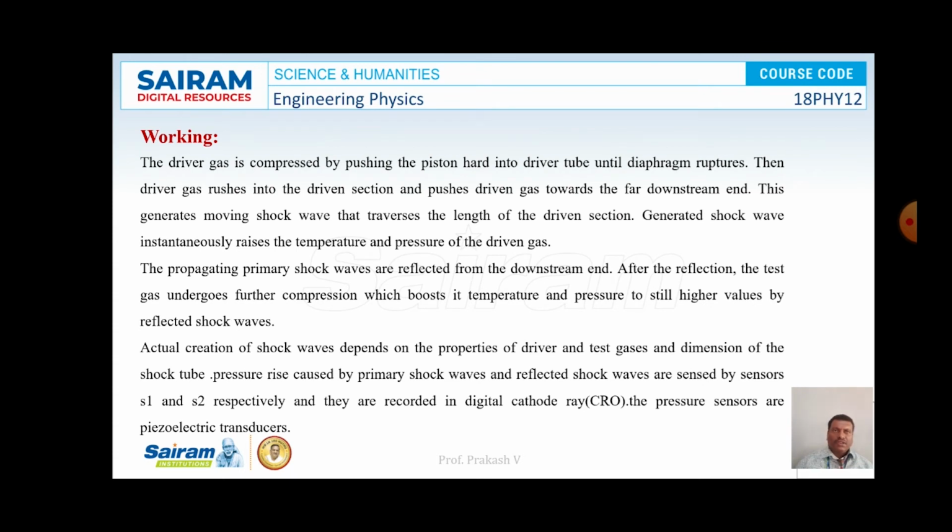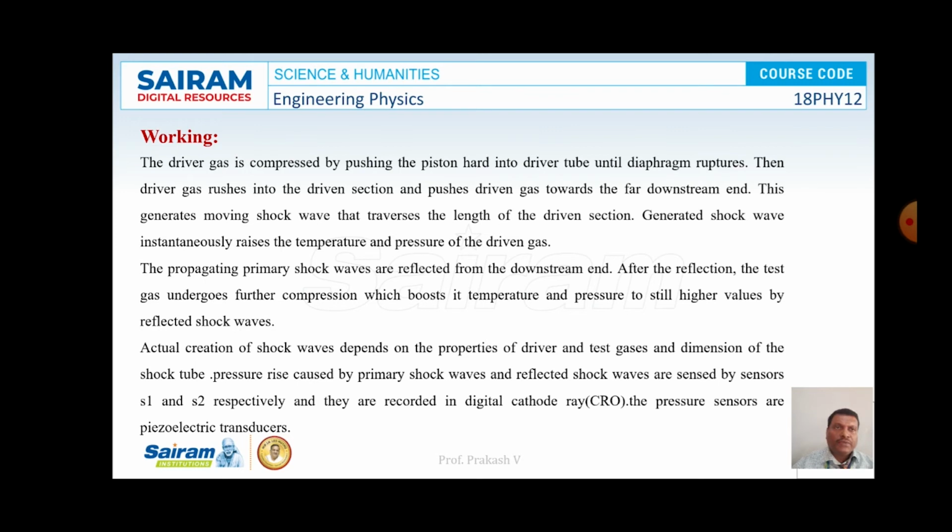Now let us look at the working. The driver gas is compressed by pushing the piston hard into the driver tube until the diaphragm ruptures. Then the driver gas rushes into the driven section and pushes the driven gas towards the downstream end. This generates a moving shock wave that travels along the length of the driven section. The generated shock wave instantaneously raises the temperature and pressure of the driven gas.